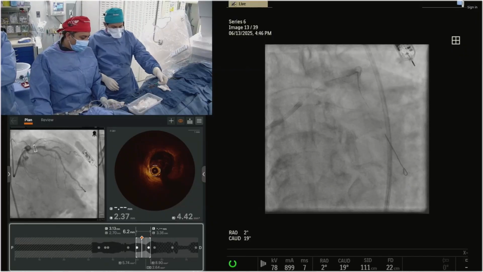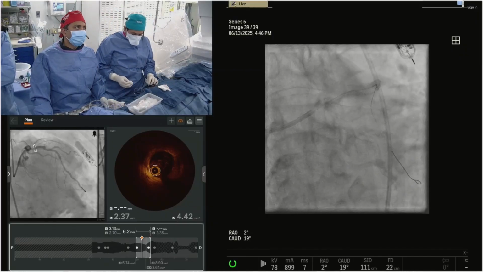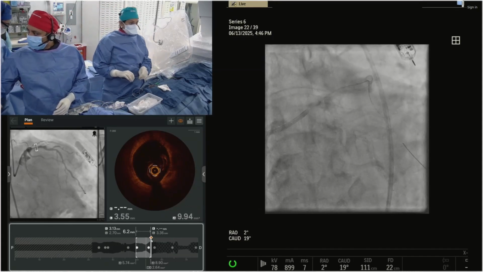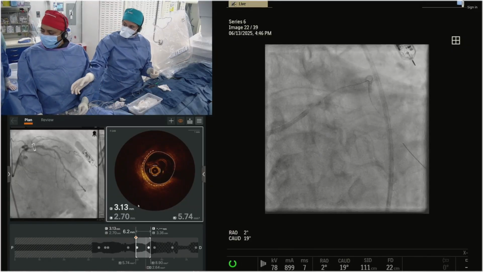But I think you could just balloon it and see how it looks. If the balloon goes well, you're done. Otherwise, get a cutting balloon. Yes. So one limitation of OCT is the depth of penetration.